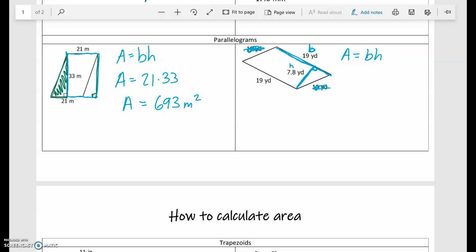What's going to happen is I'm just going to end up with area equals 19 times 7.8. Okay, now 19 times 7.8, that's just going to give us area equals 148.2 yards squared.